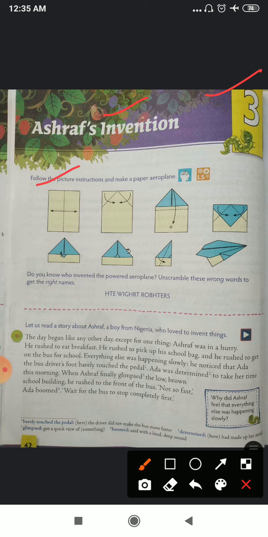Follow the picture instructions and make a paper aeroplane. If you look at the picture, it shows how we can create a paper plane out of a sheet. One sheet is given here and some instructions are given here. By following these instructions, you can all create a paper plane, and I know all of you have done that. I'm pretty sure, because I have seen you in school making paper boats, making paper airplanes and flying them to each other, right? Even I know how to make this paper plane.